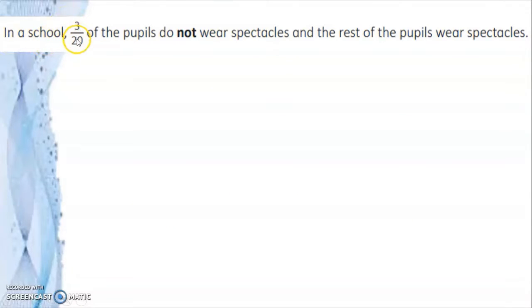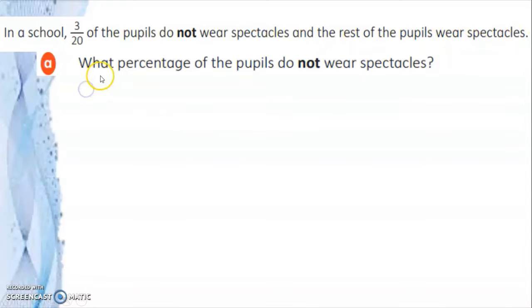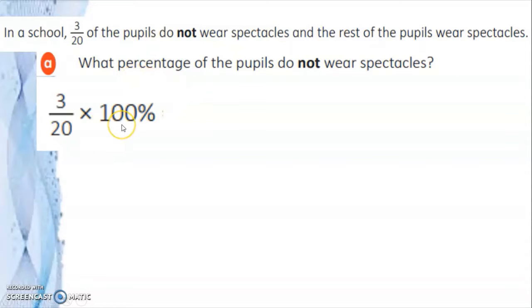In a school, 3/20 of the pupils do not wear spectacles and the rest of the pupils wear spectacles. So, what percentage of the pupils do not wear spectacles? We're going to find the percentage. So we have here 3/20. To find the percentage, just multiply by 100%.